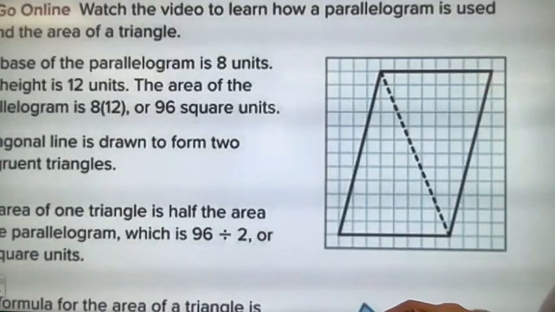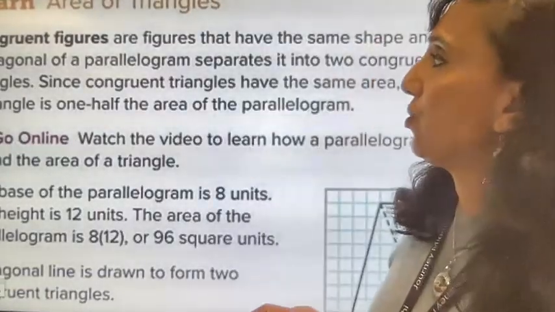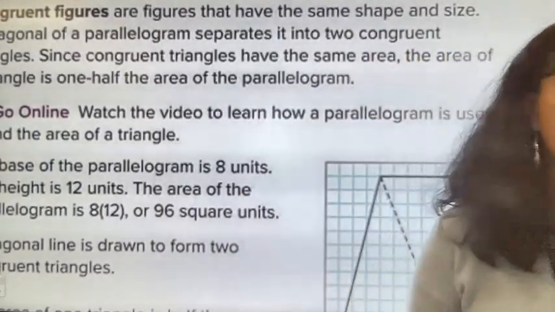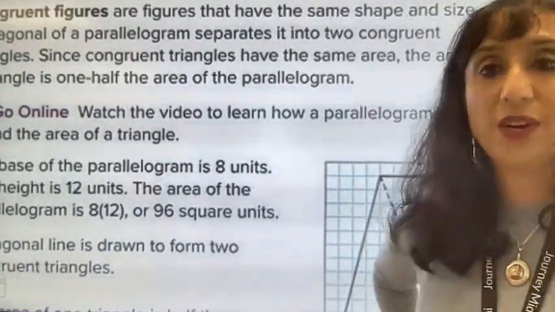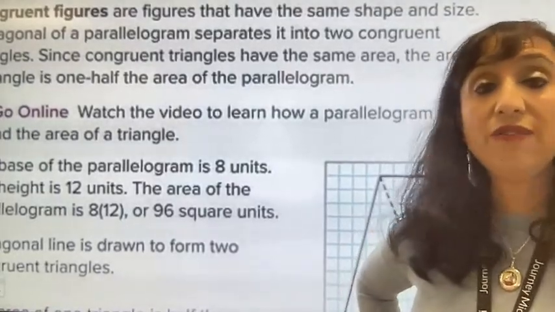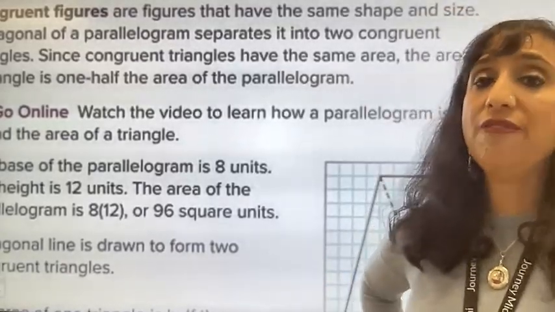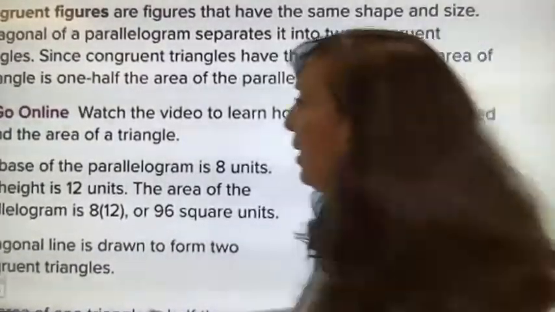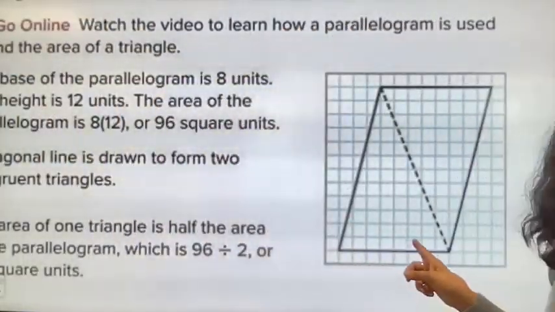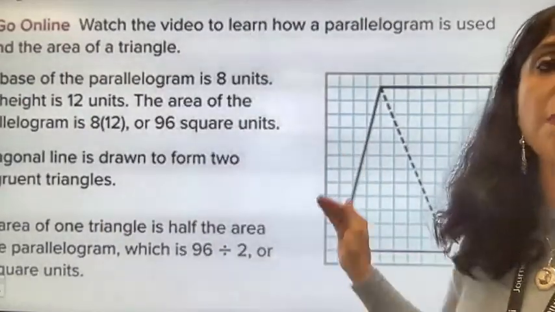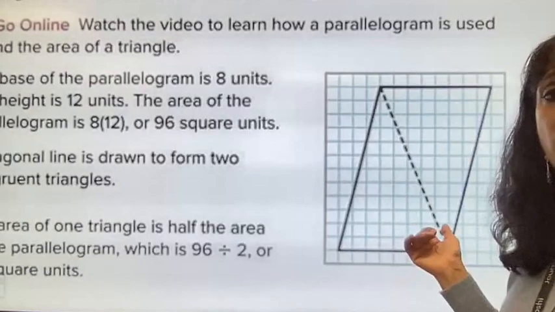So that was just a refresher about the different types of triangles, but now we're getting into finding the area of a triangle. So let's look at what is a congruent figure. Okay, a congruent figure or congruent figures are figures that have the same shape and size. So if I have a parallelogram drawn out, I can decompose it or break it apart into two triangles which are absolutely congruent.